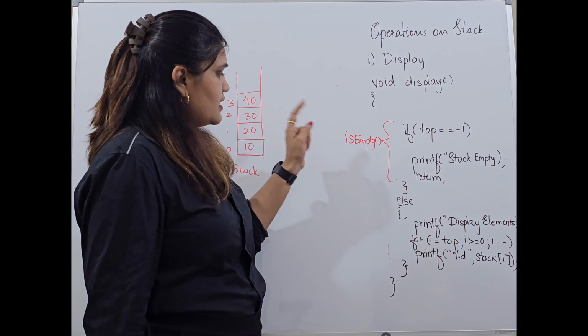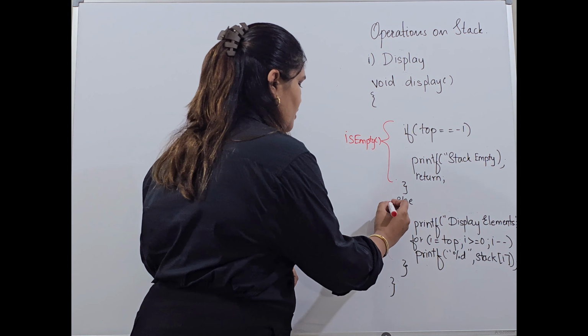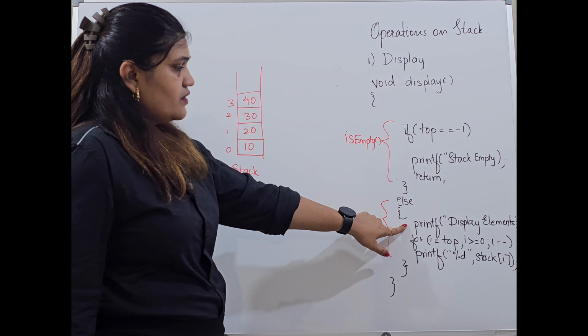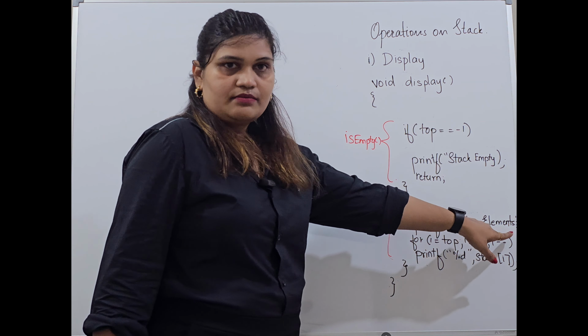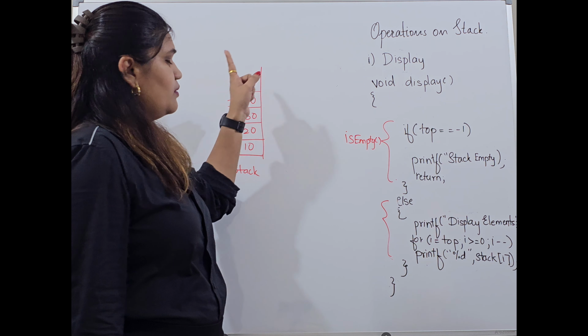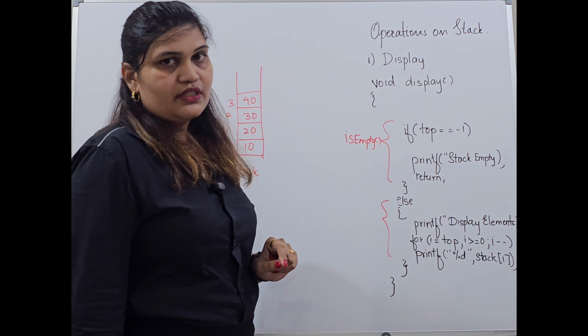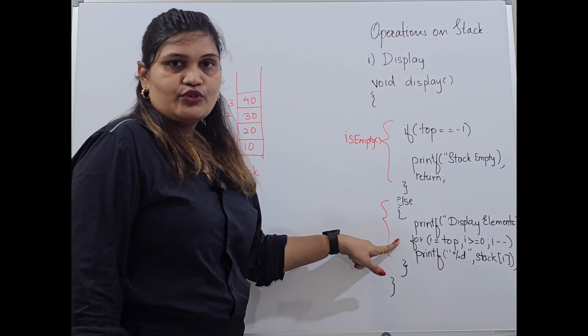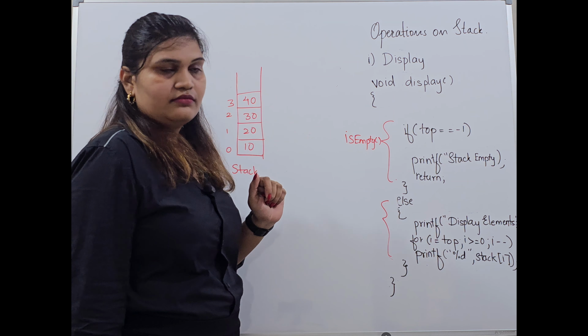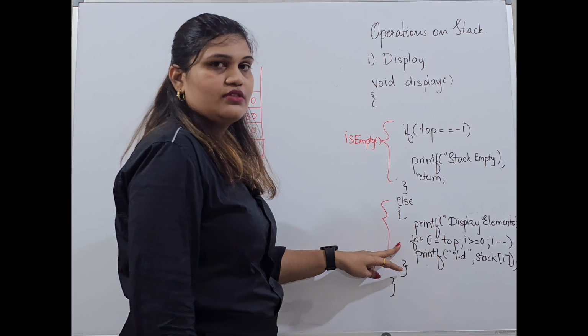Second is my else statement. This is the actual code for display. What am I doing over here? You see a printf statement which talks about displaying elements. And then I take a for loop. We already know that when we want to travel through elements and display all the elements in a particular data structure, we use a for loop. That for loop will help us travel through each element. Now let's see how this for loop is executed.